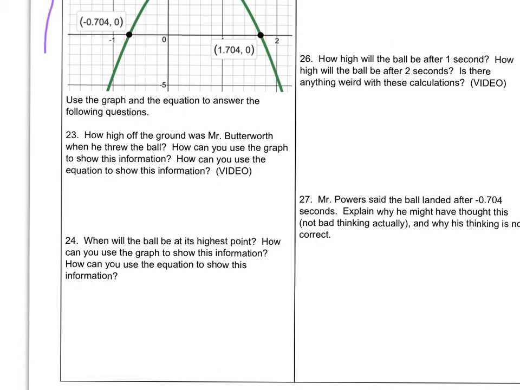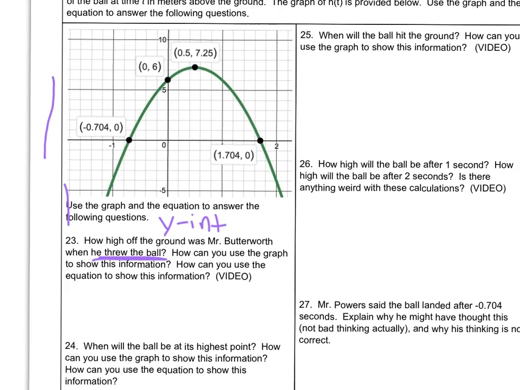How high off the ground was Mr. Butterworth when he threw the ball? So to me that sounds like a beginning of the problem. That's going to be a y-intercept question. In terms of our graph, the y-intercept is going to be 0, 6. I'm going to say he is 6 meters off the ground.